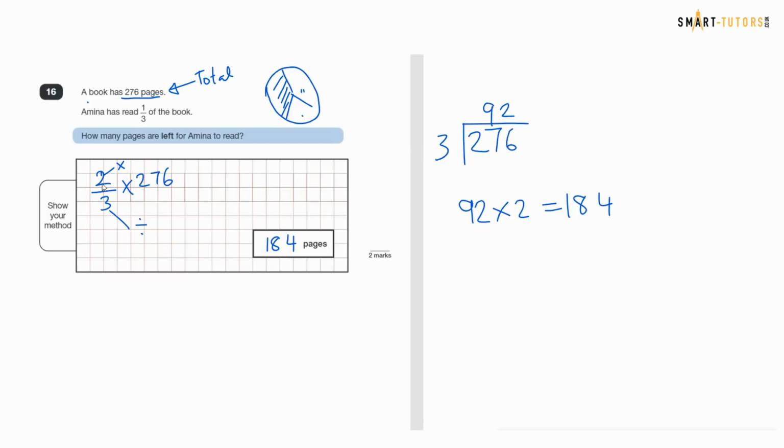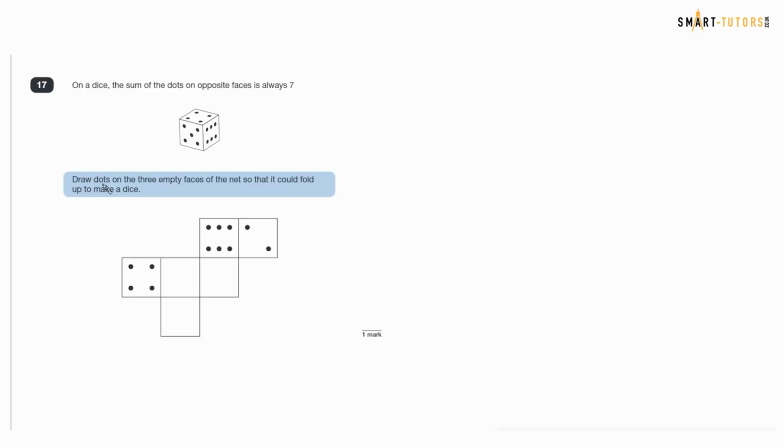Let's move on to the next question, which is 17. On a dice, the sum of the dots on opposite faces is always 7. Draw the dots on the 3 empty faces of the net so that it could fold up to make a dice. So, as you can see, there is a number 4 there, and it says it always makes 7. So that means the opposite face of that must be 3. So you have to put 3 dots there.